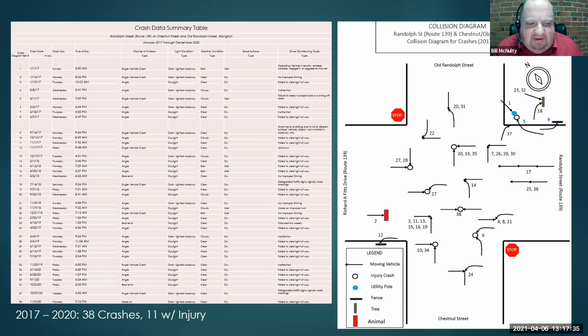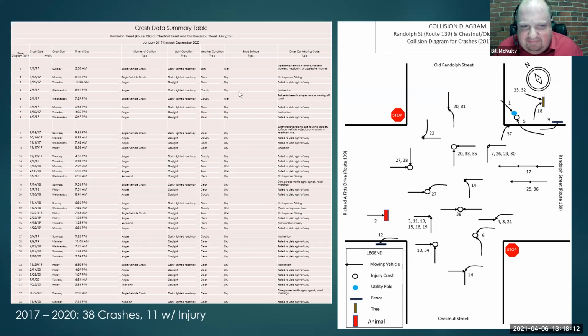But so we looked at 4 years of crash data, 2017 through 2020. Typically we do 3 years, but since 2020 was such an odd year with a pandemic, it dropped volumes significantly on the roadway. It also affected crash history. So we included 2020, but then we also added 2017 on the front end. So we have 4 years of data. In that time period at this intersection, there were 38 crashes, 11 with injury.